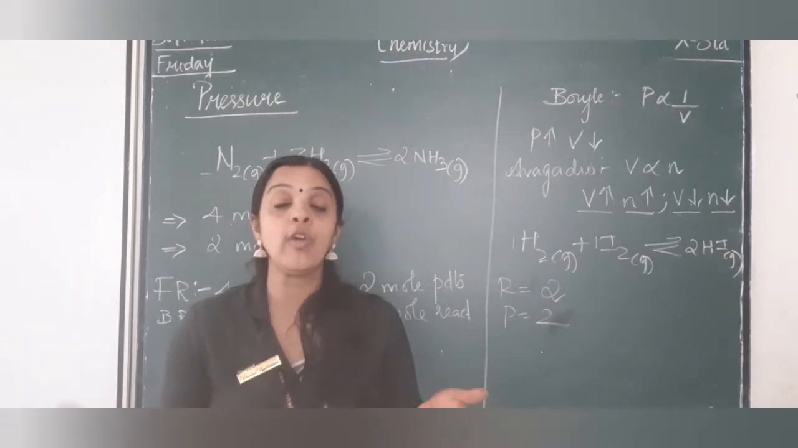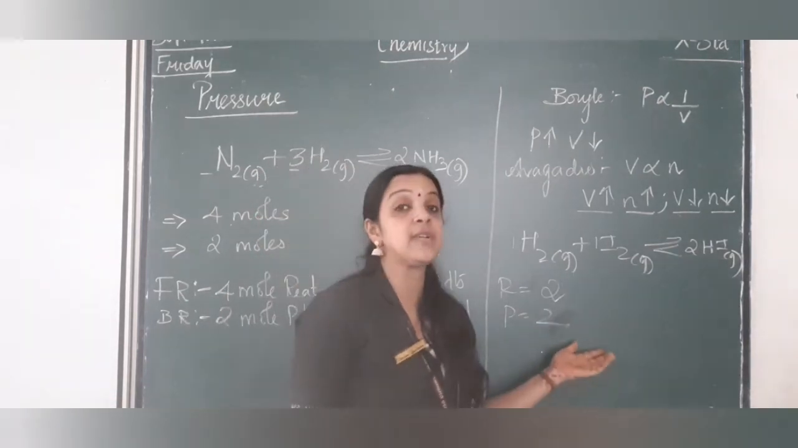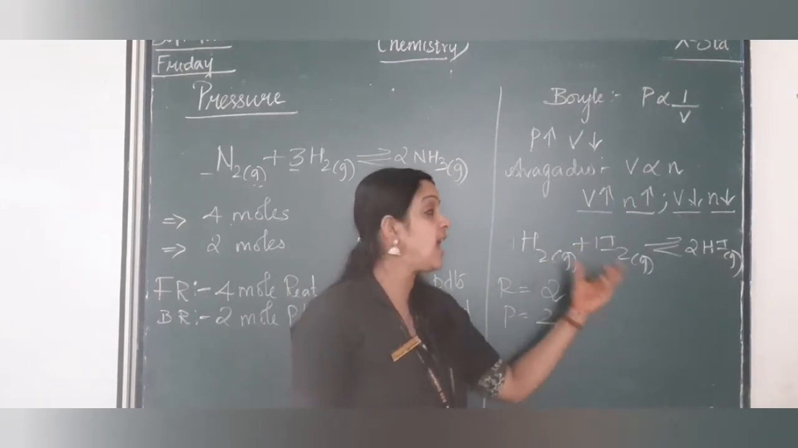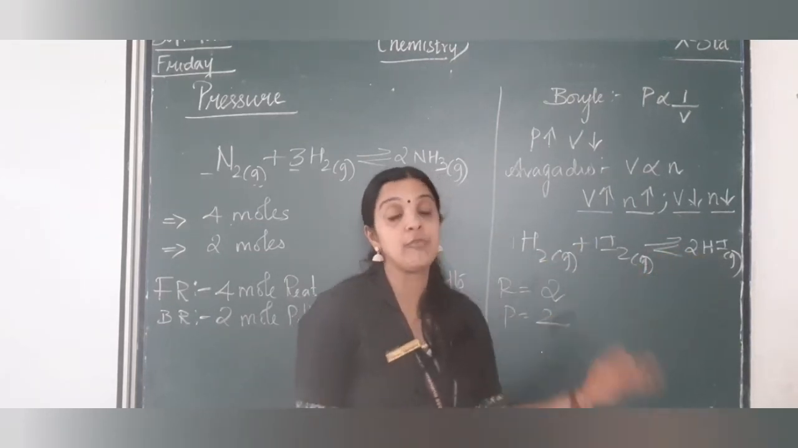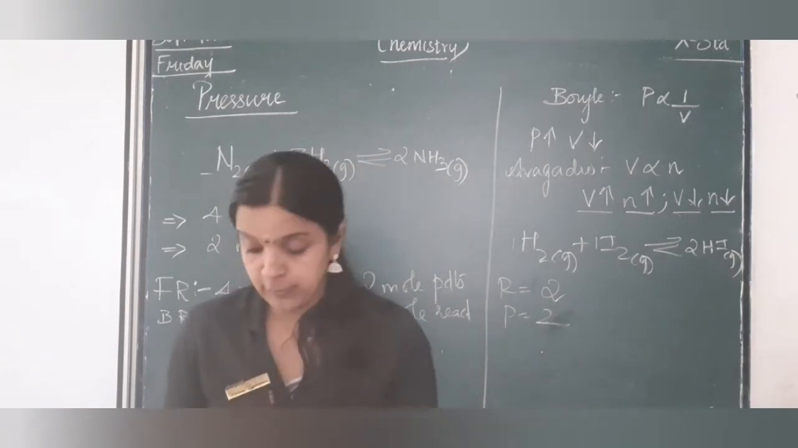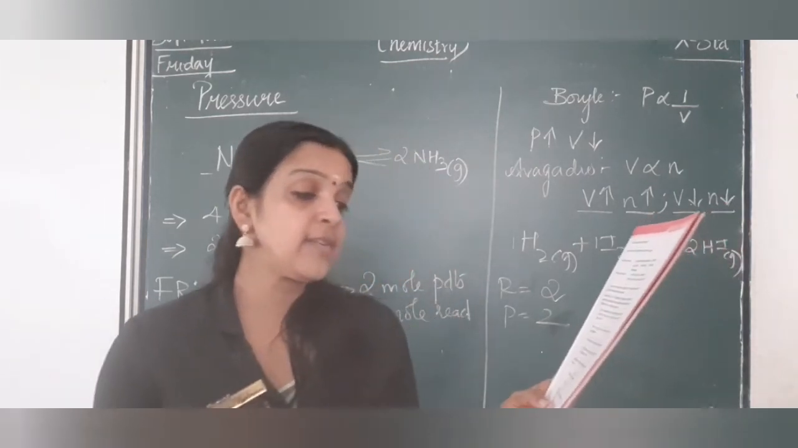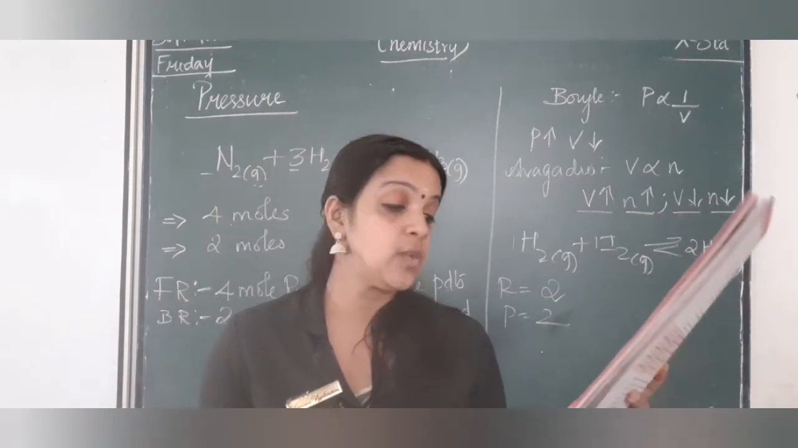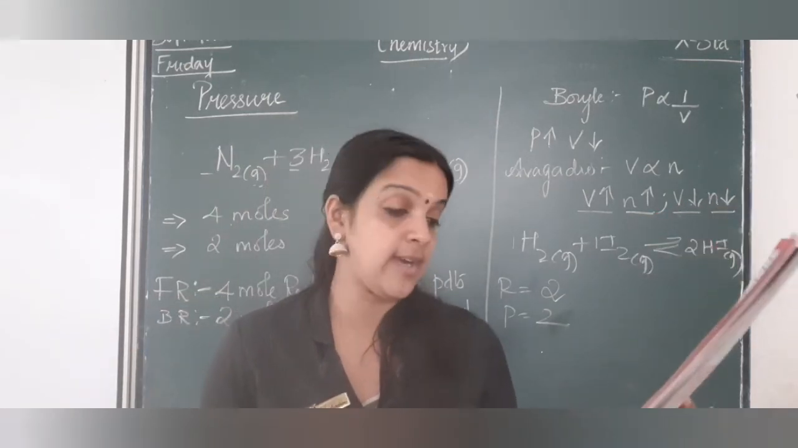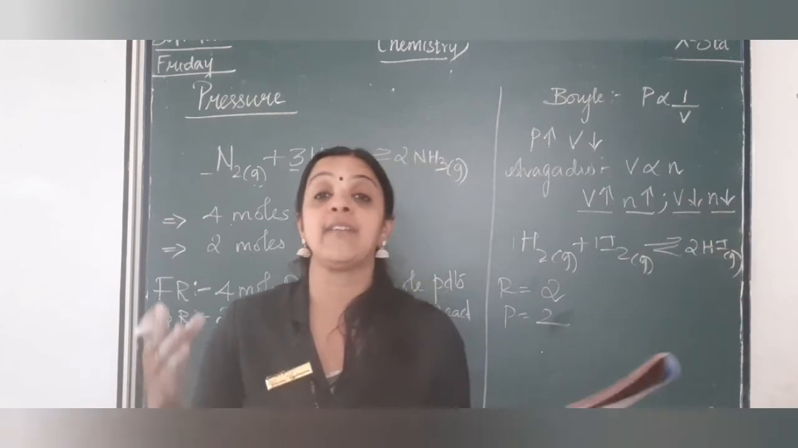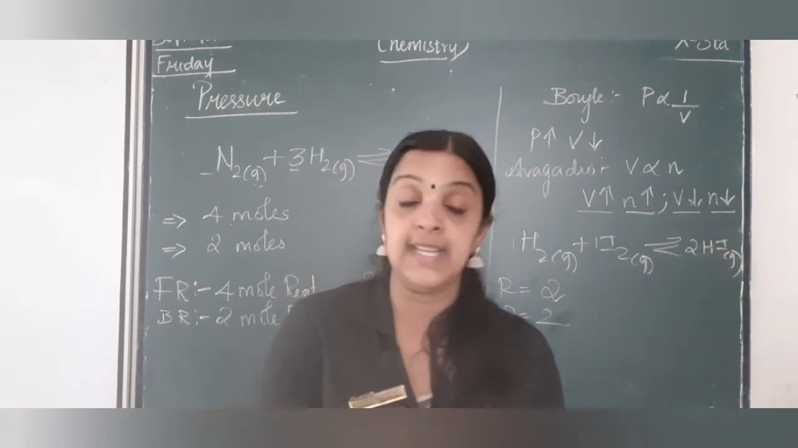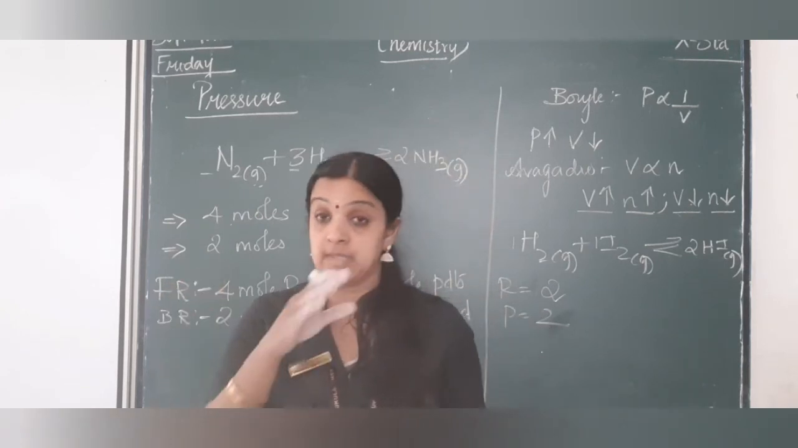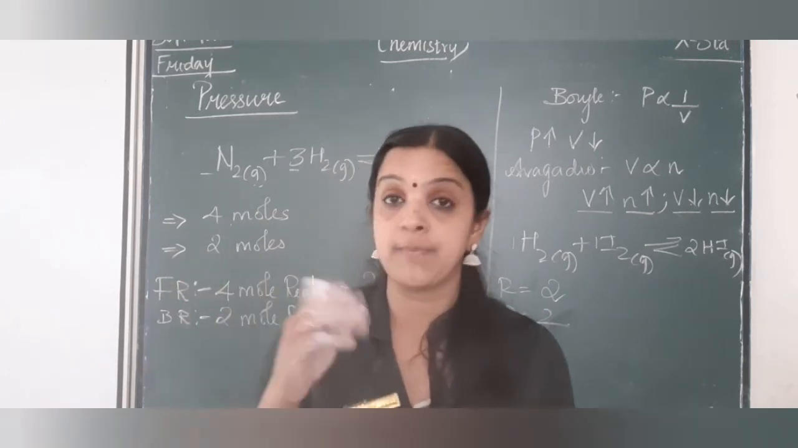There can be no effect of pressure in a reversible reaction where the number of moles of reactants is equal to the number of moles of products. I hope you are able to follow, children. In a reversible reaction, if there is no change in the number of gaseous molecules in the reactant and product side, pressure will not have any effect on the chemical equilibrium. I hope you are able to understand this. Whatever notes are given in the box, please write it.